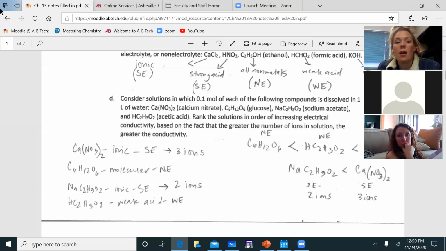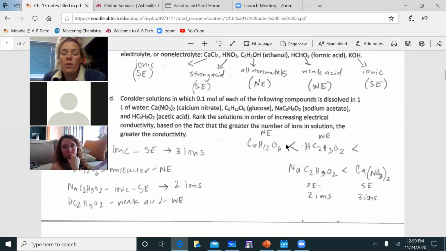So then just simply ordering those up, the lowest will be the glucose because we don't have any ions. Next will be the weak acid. Then we'll go to our ionic structure that has only 2 ions, and then our ionic structure that has 3 ions. If we had something else that had 4, 5, or 6 ions, right, we would just continue to stack those on top of each other.